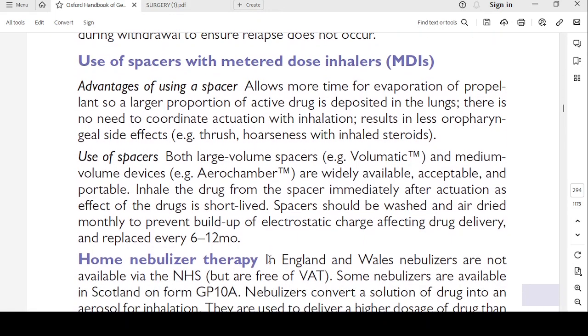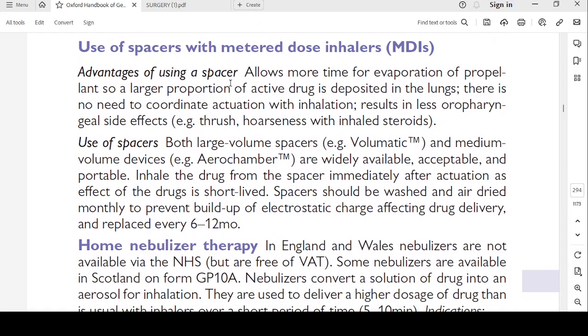Use of spacers with metered dose inhalers. Advantages of using a spacer: it allows more time for evaporation of propellant, so a larger proportion of active drug is deposited into the lungs, there is no need to coordinate actuation and inhalation, and it results in fewer oropharyngeal side effects, for example thrush and hoarseness with inhaled steroids.